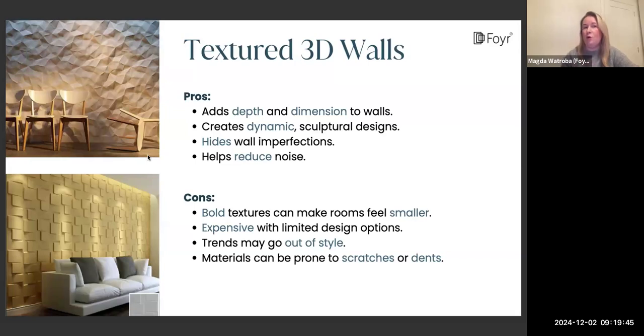The materials that are made from, sometimes it may be like a foam or MDF, they are more prone to scratches or dents. So whatever we apply in textures, we need to have that in mind and maybe put them behind the sofa, but not in an area where there's loads of movement because they can be damaged quite easily.